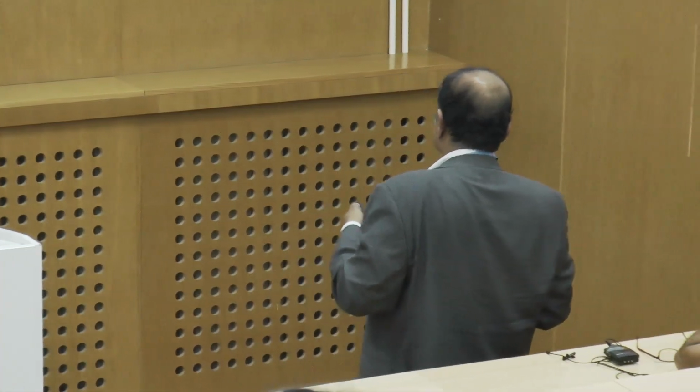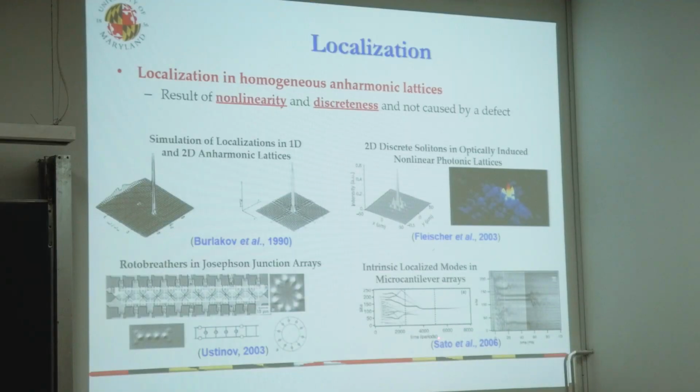This is closer to what I'll cover in the talk today. These are the AFM cantilevers, which I had mentioned before. Again, the site location is on the y-axis, the time is on the x-axis. And after some time, energy is localized in one of the oscillators. So the question is, can I move this localization around?